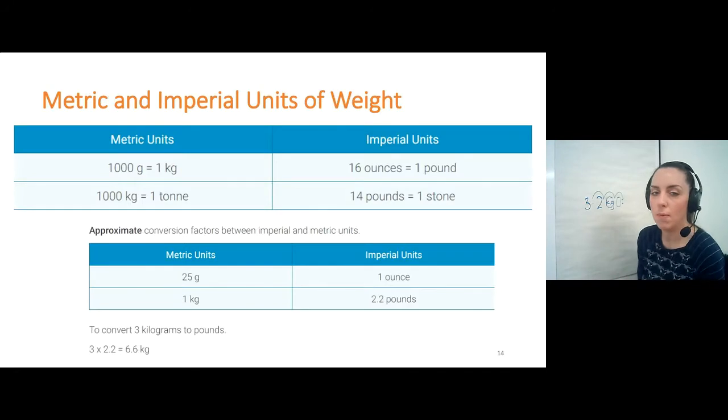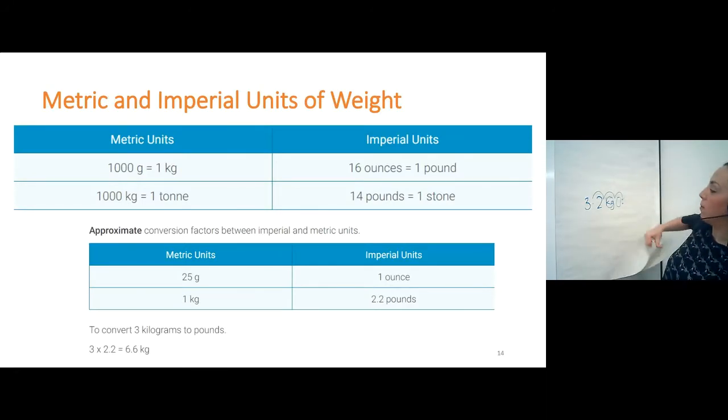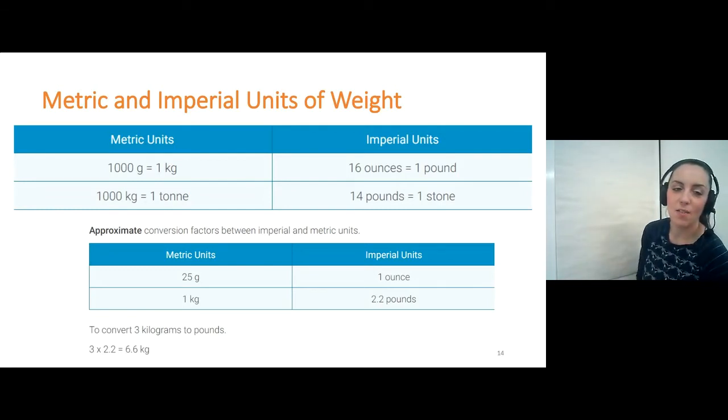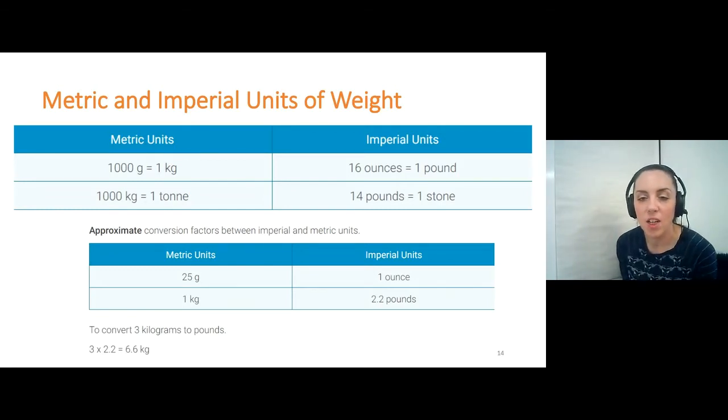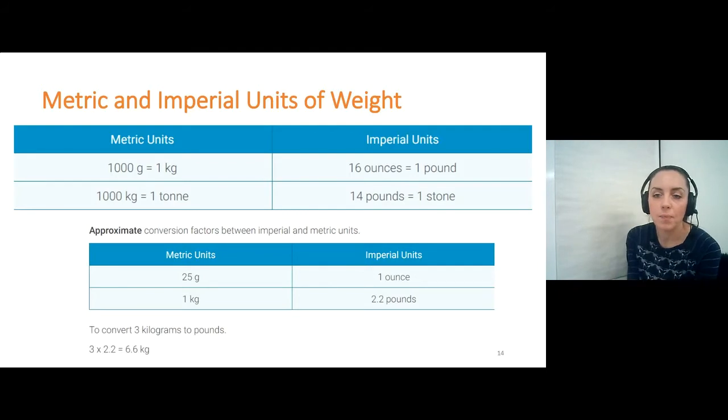We've got some imperial units now. What a waste of paper that was. So our metric units, we've got grams, kilograms, tons. Imperial units for weight, we've got ounces, pounds, and stones. So metric units came into the UK in 1965, and unbelievably, we're still using imperial for a lot of things. So as you know, metric is what we should be using, but imperial is still around.